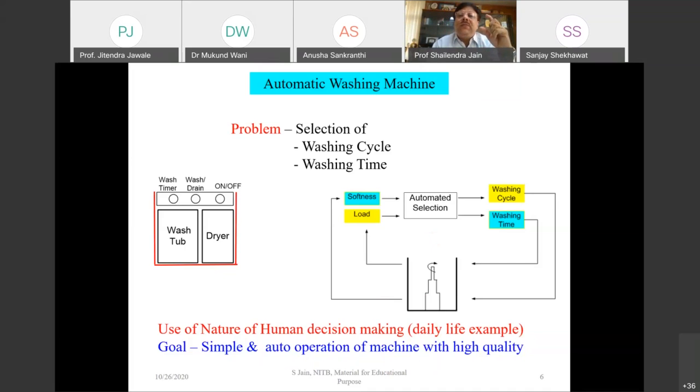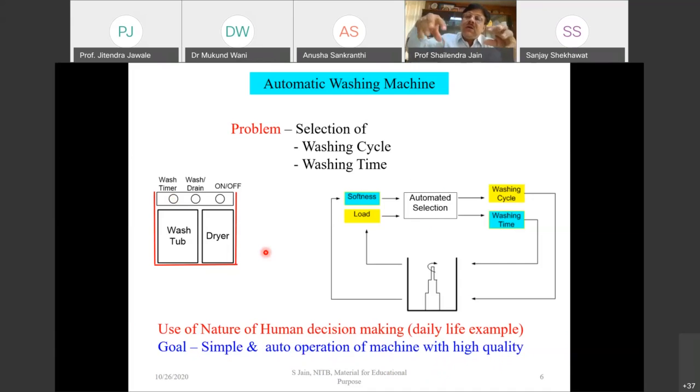You have to give some input through sensors, and the controller will take the decision to perform the task. So this is an example where we are using the nature of human decision making. Our goal is simple and automatic operation of the machine with high quality. So what is happening? We are now totally free, as compared to the semi-automatic operation.